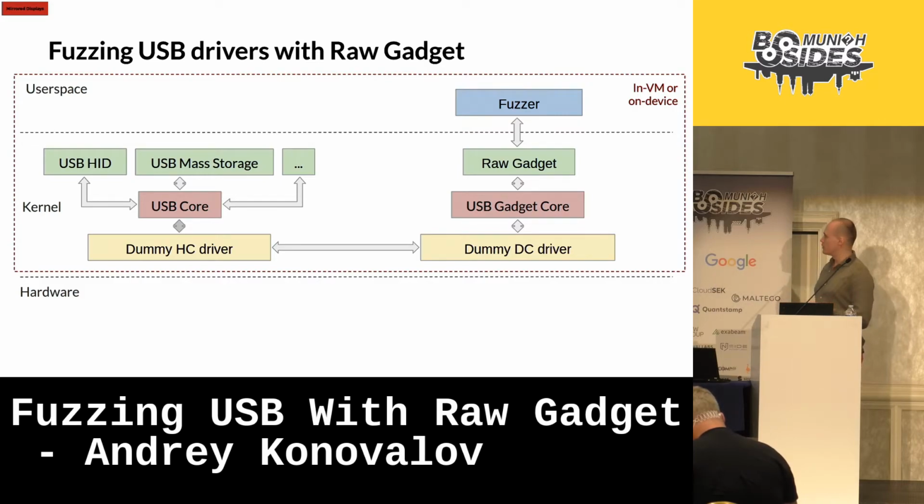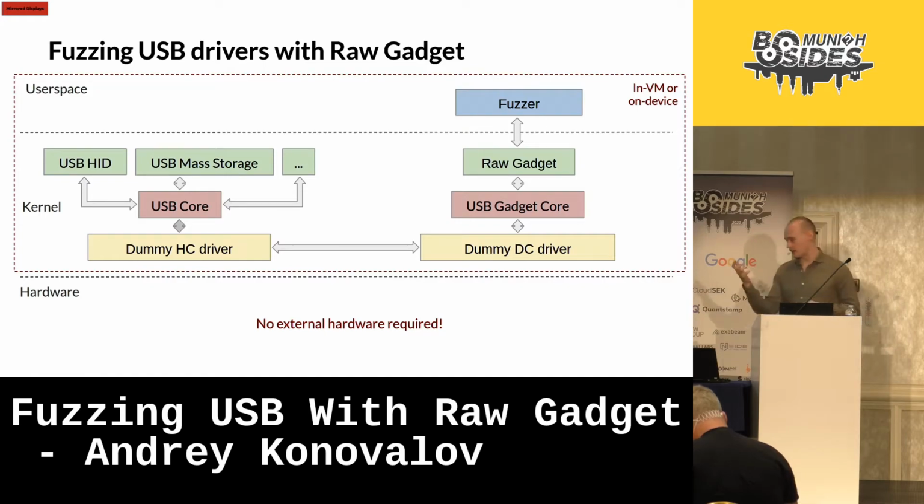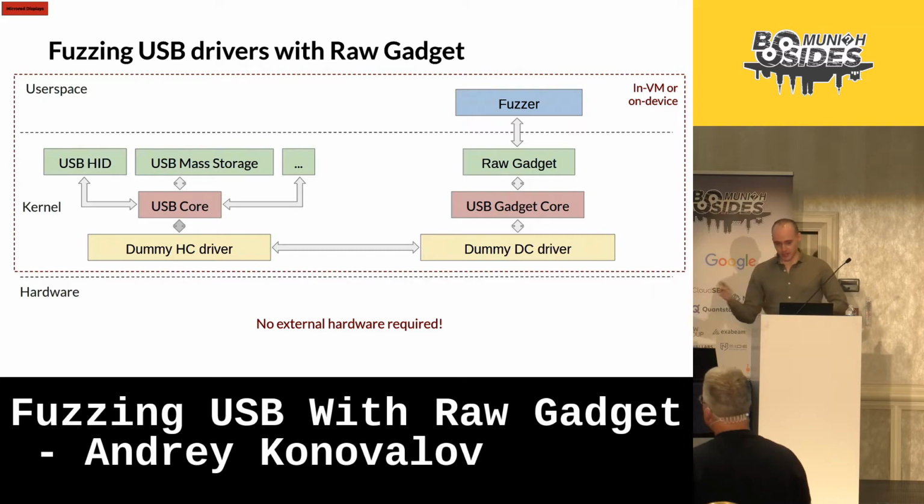And this way, you can do fuzzing inside a virtual machine, or you can take an Android phone and just run Raw Gadget and the virtual dummy drivers inside. And you don't need any external hardware. You're going to be fuzzing on an Android phone internally, and you're going to be reaching USB drivers from within the kernel. All right. And this was the approach that I ended up using.